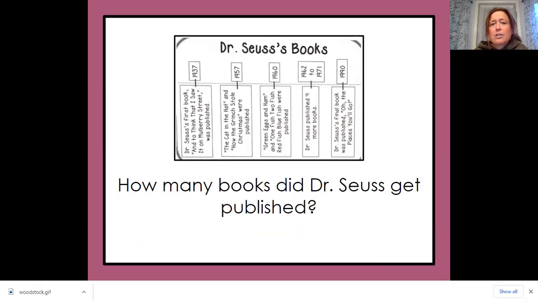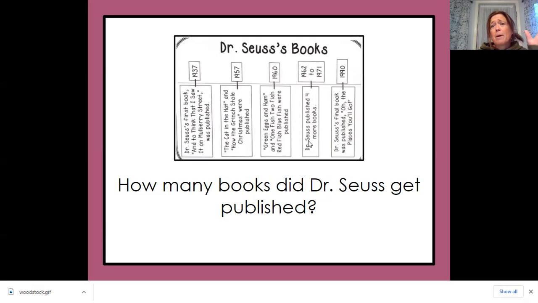How many books did Dr. Seuss get published? Okay, so how do we figure that out looking at our timeline? It says here that this was his first book, and To Think That I Saw It on Mulberry Street was published in 1937. In 1957, The Cat in the Hat, How the Grinch Stole Christmas were published. Okay, so right there are 3 books. Green Eggs and Ham and One Fish, Two Fish, Red Fish, Blue Fish were published. So there's 2 more. That's 5.